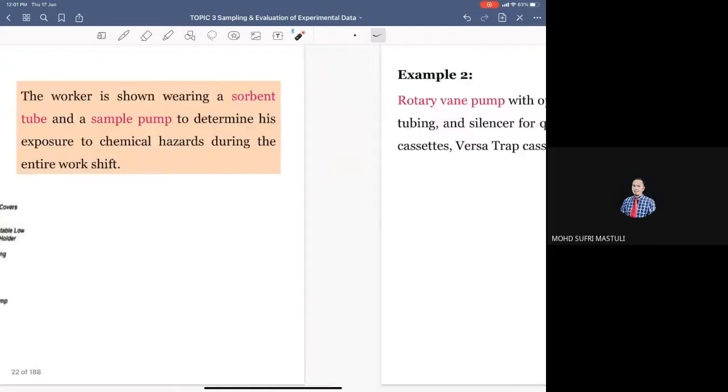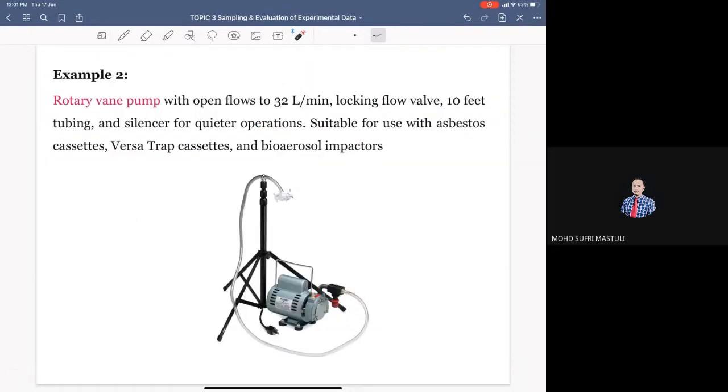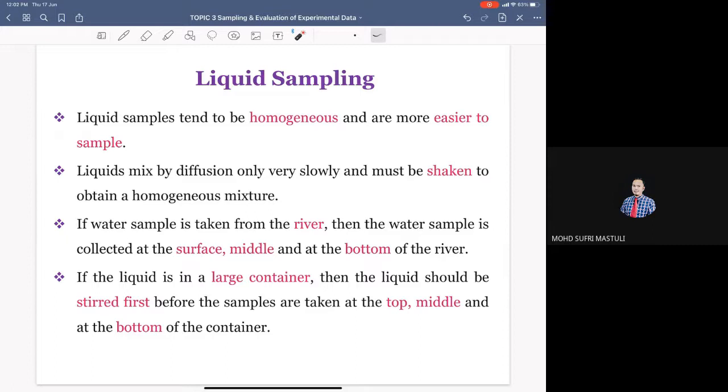Okay, all right. Another way to do air sampling is using the rotary vent pump. This one is normally used if you want to know the air surrounding inside a particular room or a particular area. Okay, we are done with gas sampling. We have grab and continuous sampling, either putting the sample in a container, or using the solvent for continuous sampling, or using the pump.